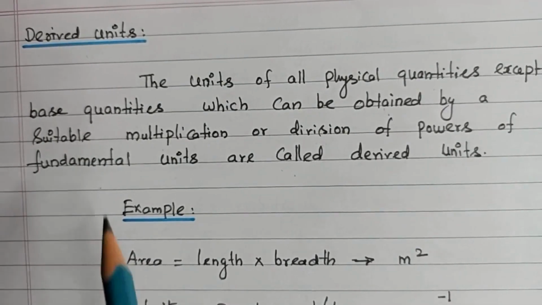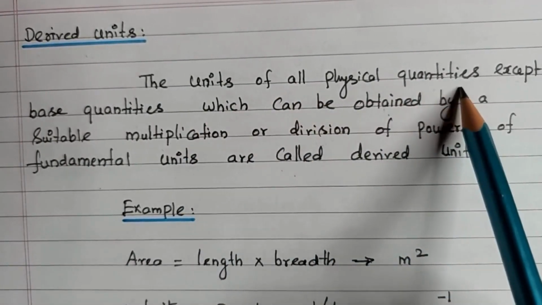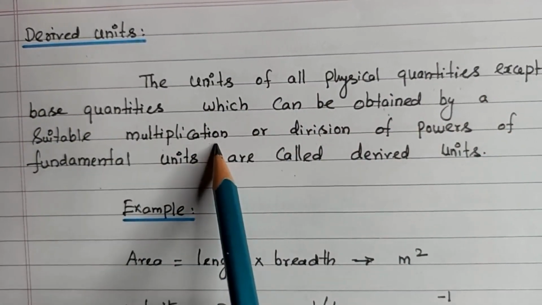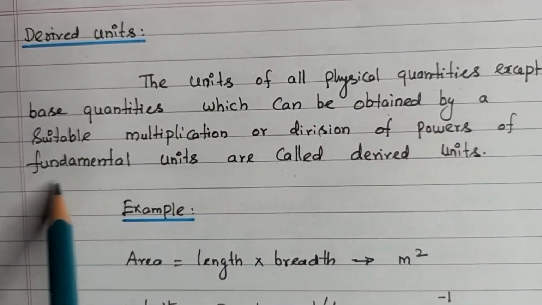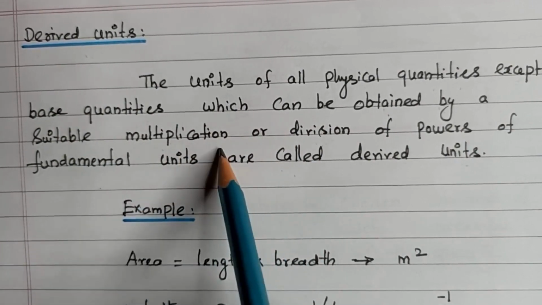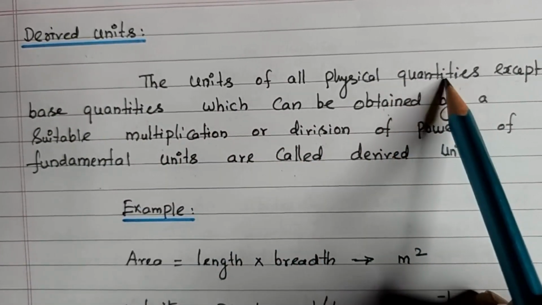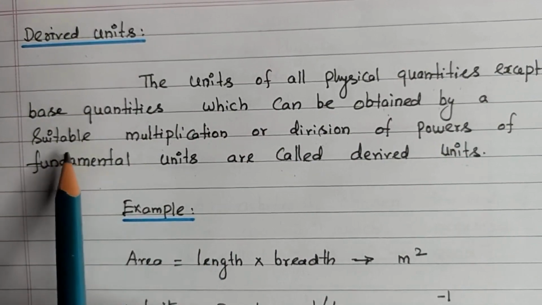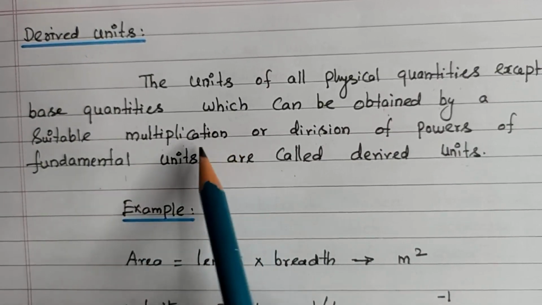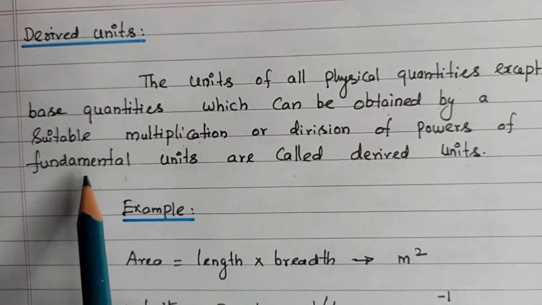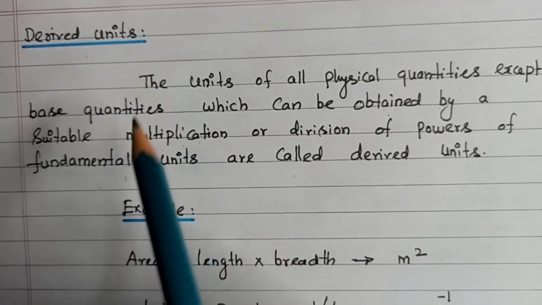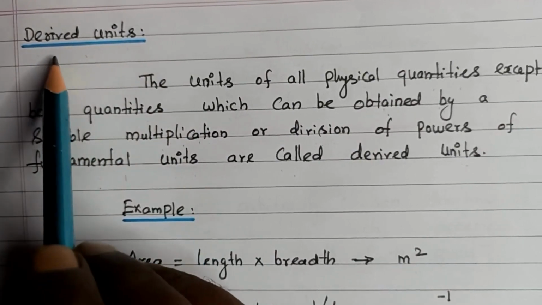Next, derived units na enna paapom. The units of all physical quantities except base quantities which can be obtained by a suitable multiplication or division of powers of fundamental units are called derived units. Base quantities தவிர மற்ற physical quantities உடைய units எல்லாமே we can get the units by multiplication or division of fundamental units. The units can be derived from the fundamental units. So these units are called derived units.